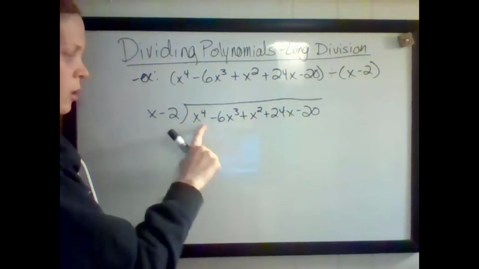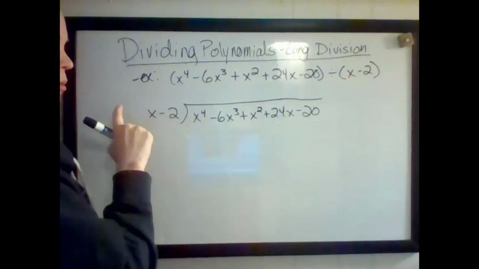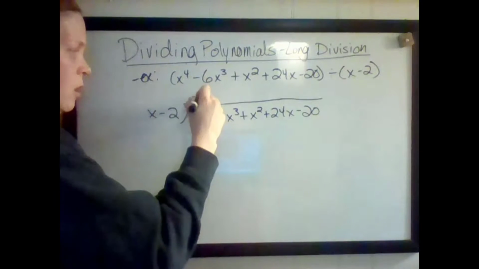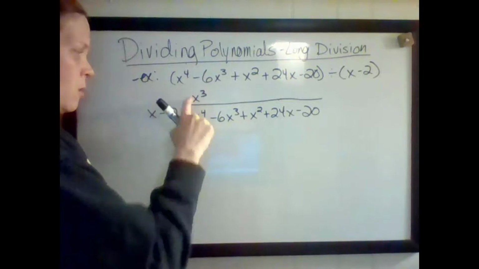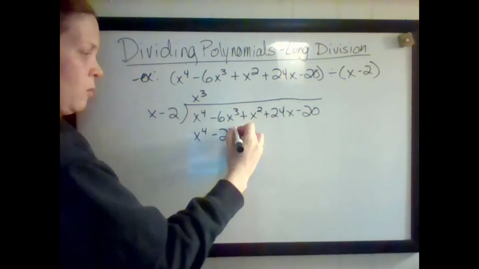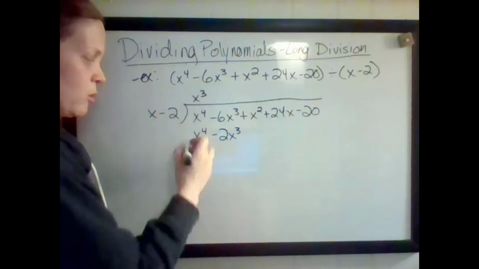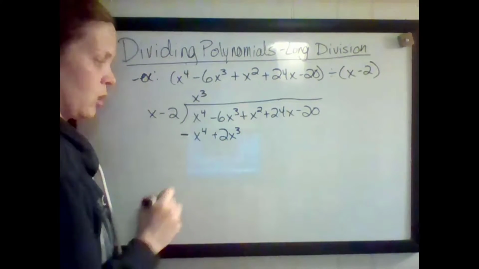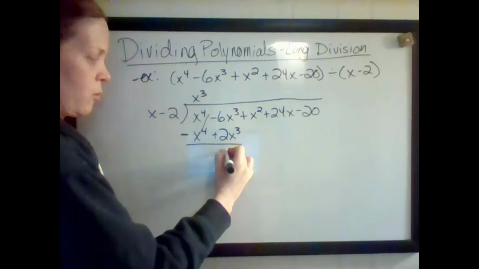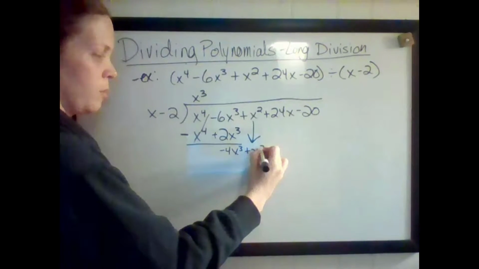So what we do is we start looking at x to the 4th. x times what gets us x to the 4th? Just like before, we were doing 8 times what gets us 32. So now we're doing x times what gets us x to the 4th. It's x cubed. So now when I do x times x cubed, that's x to the 4th, but then also minus 2 times x cubed. We have to do the x cubed to both of those. So that's minus 2x cubed. So remember before we were subtracting. So we subtract, that's going to change the signs of each. So now this is gone. A minus x plus 4 is a minus 4x cubed. Now we bring down the next term.